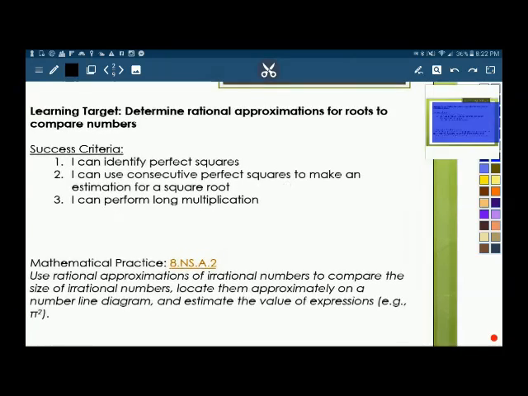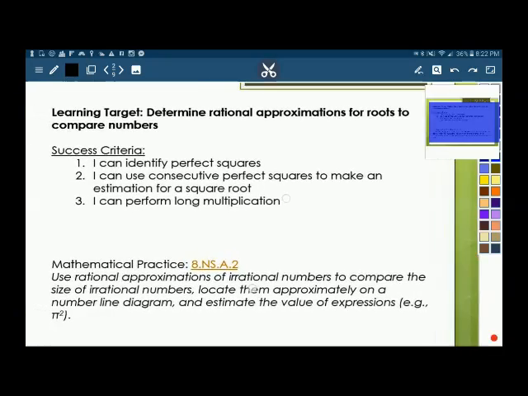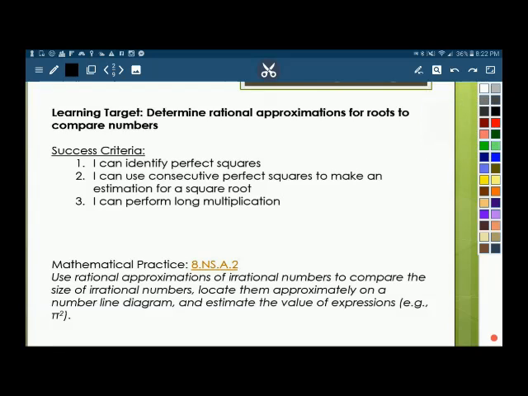So our learning target today is to determine rational approximations for roots to compare numbers. Keyword here: it's going to be an approximation, and our approximation is going to be in rational form. So we're going to look to approximate a terminating decimal for a number that actually does not terminate.